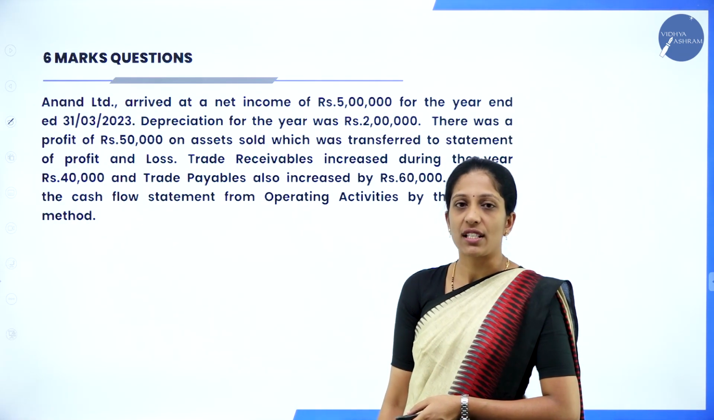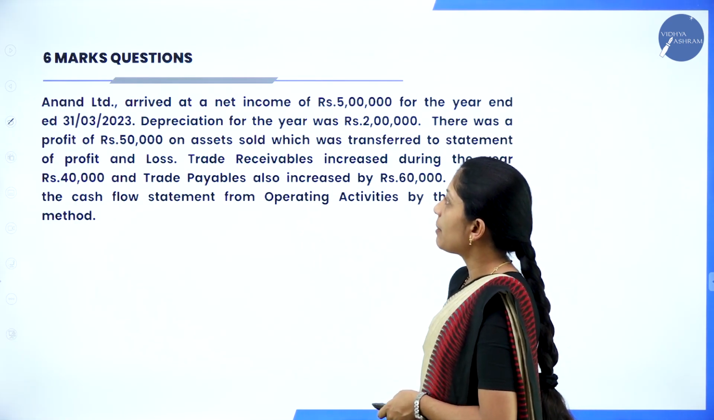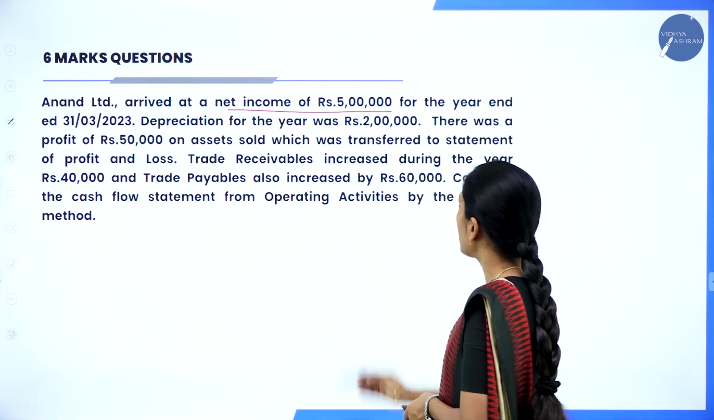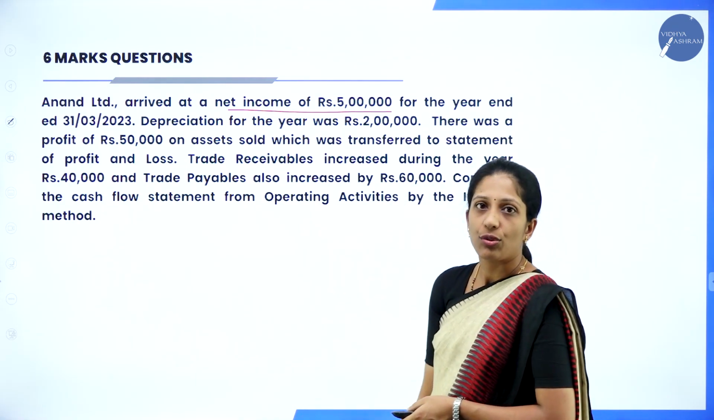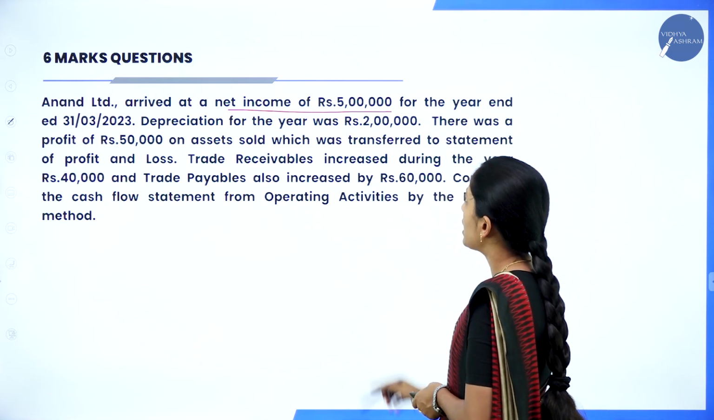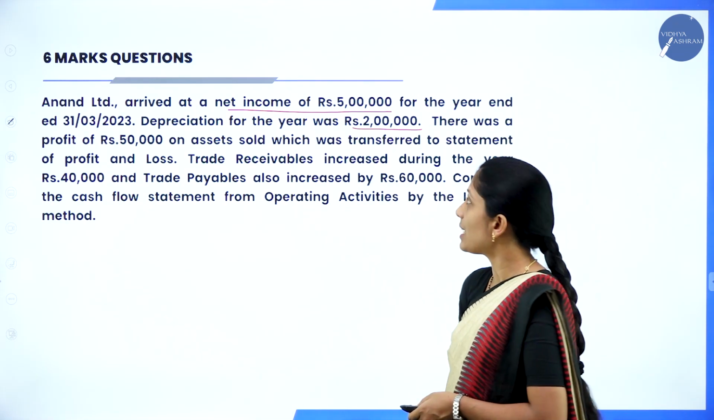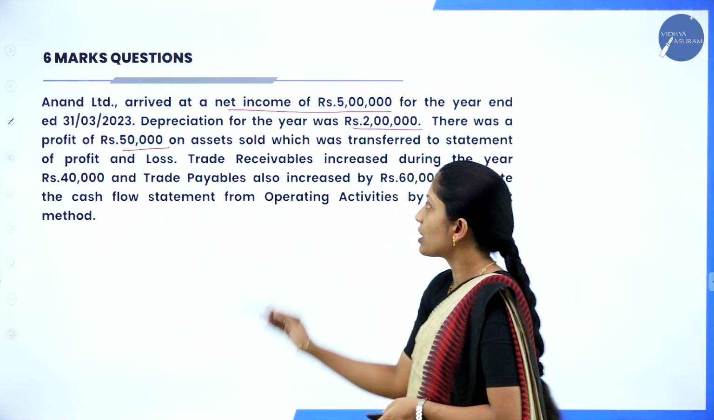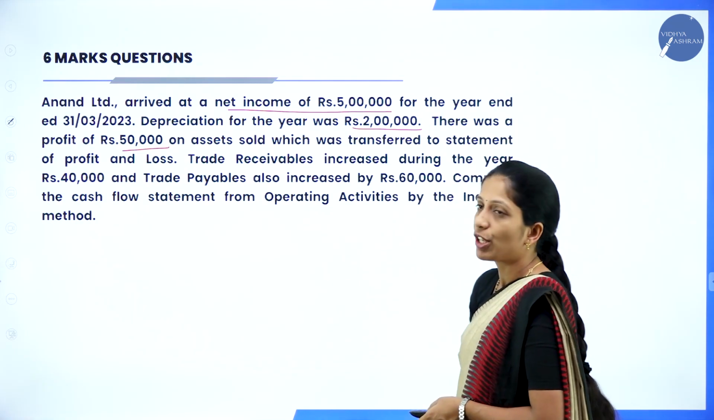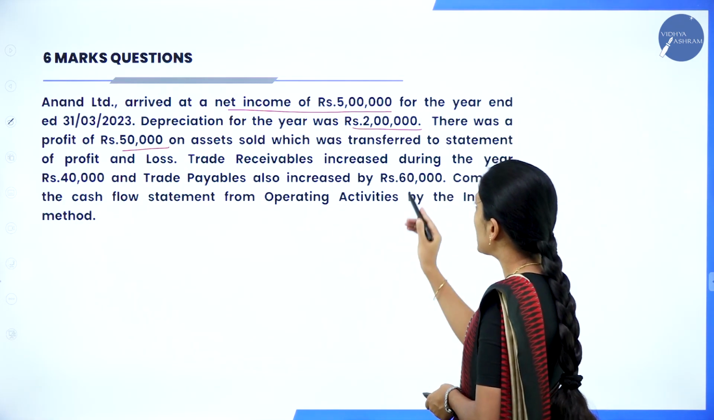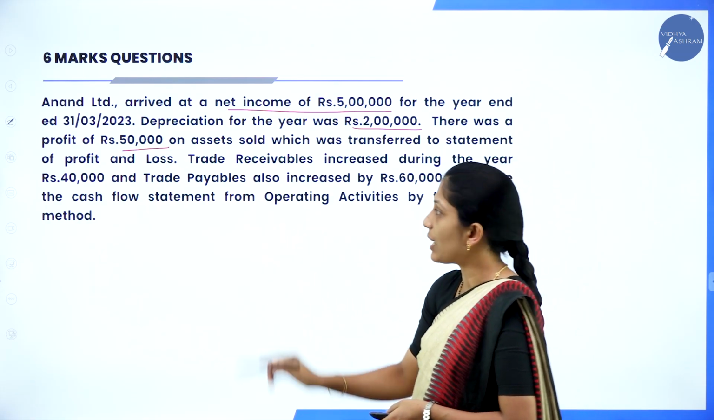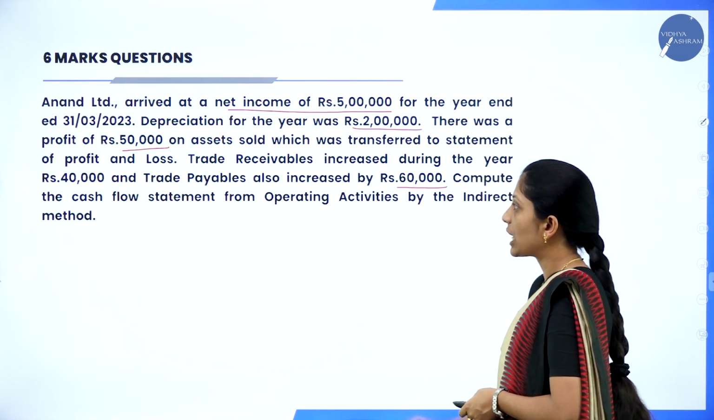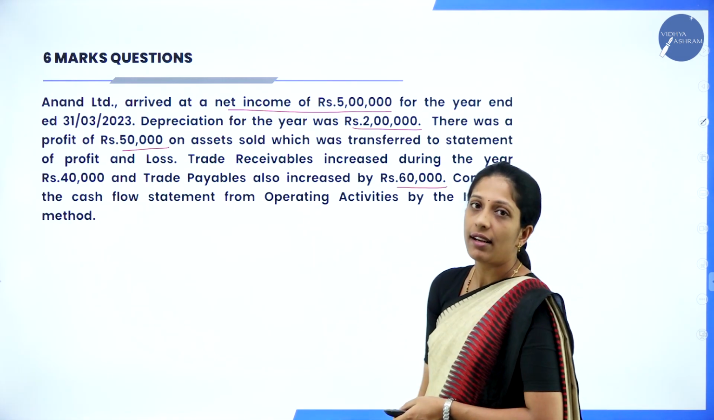Now let us see a 6 marks problem, a very easy problem. Anand Limited arrived at a net income, rupees 5 lakh, for the year ended 31st March 2023. Depreciation for the year was rupees 2 lakh. There was a profit of rupees 50,000 on asset sold, which was transferred to the statement of profit and loss. Trade receivable increased during the year by rupees 40,000 and trade payable also increased by rupees 60,000. Compute the cash flow statement from operating activities by the indirect method.